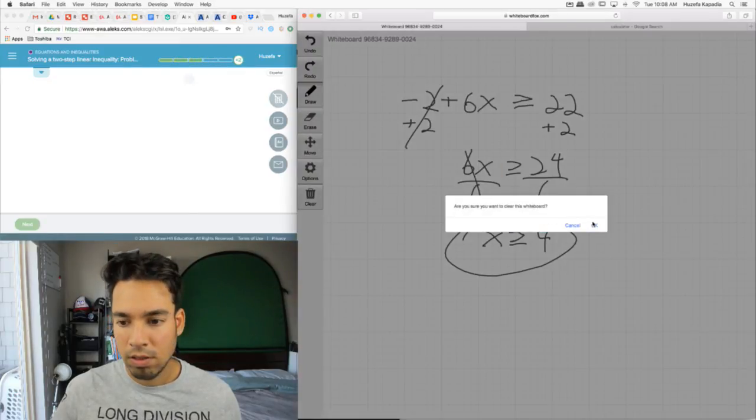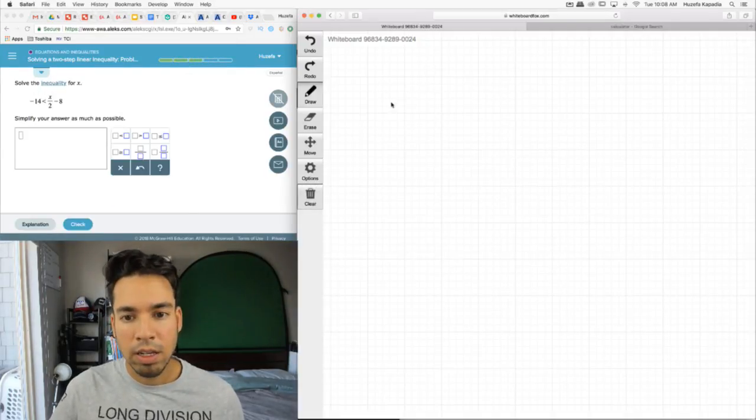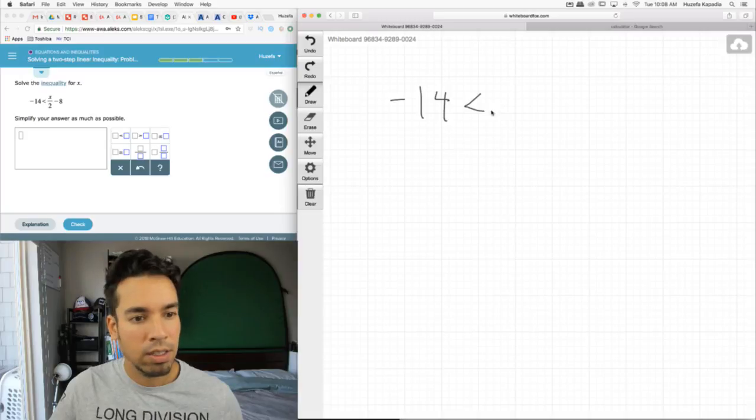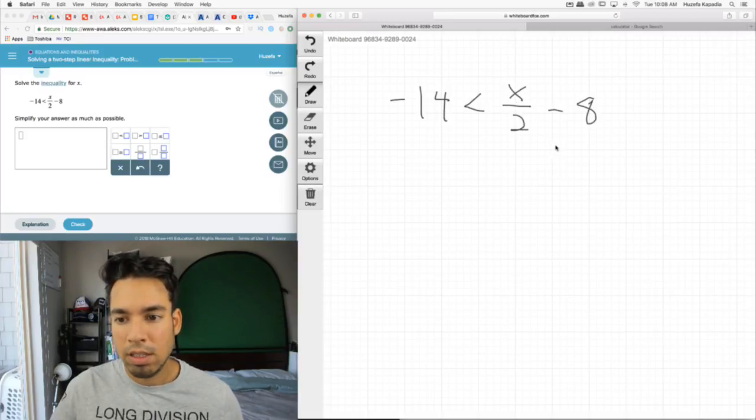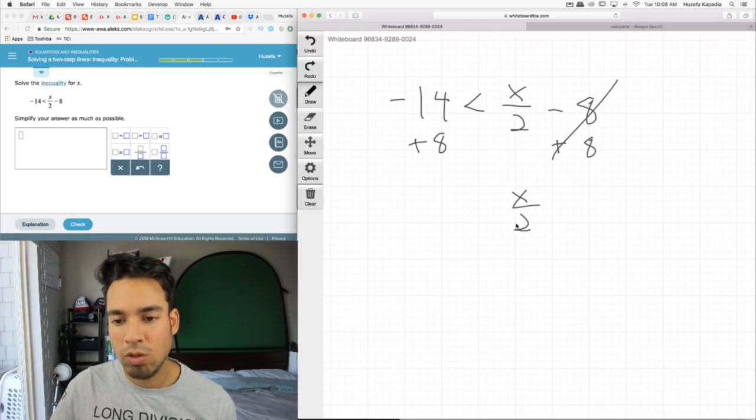Okay, next. Negative 14 is less than x over 2 minus 8. All right, let's isolate x. So we're going to add 8 to both sides. I'm always getting rid of this number first, the number that's farthest away from x. So I got x over 2 is greater than negative 6.